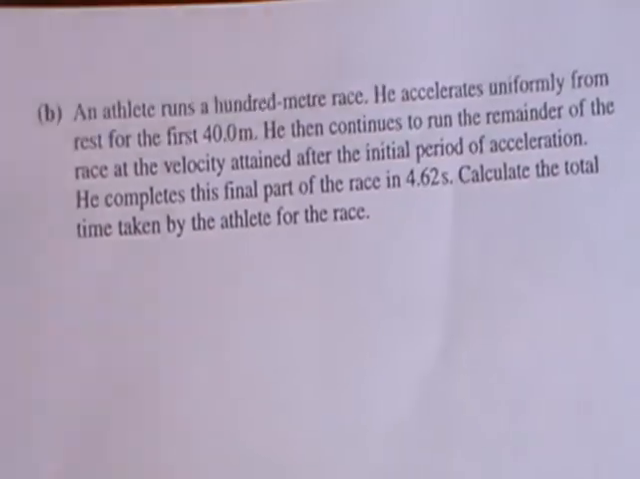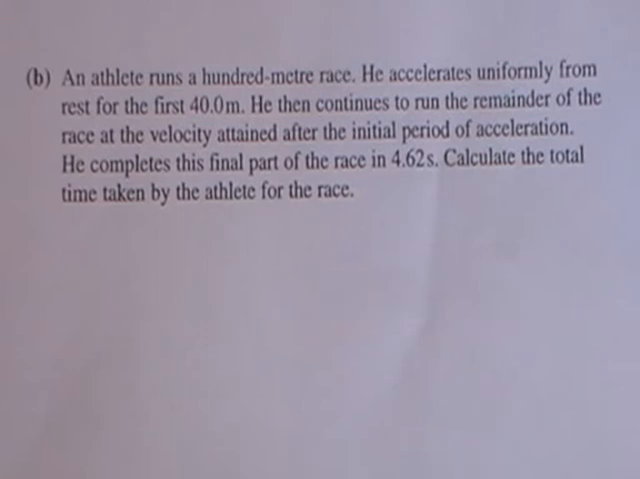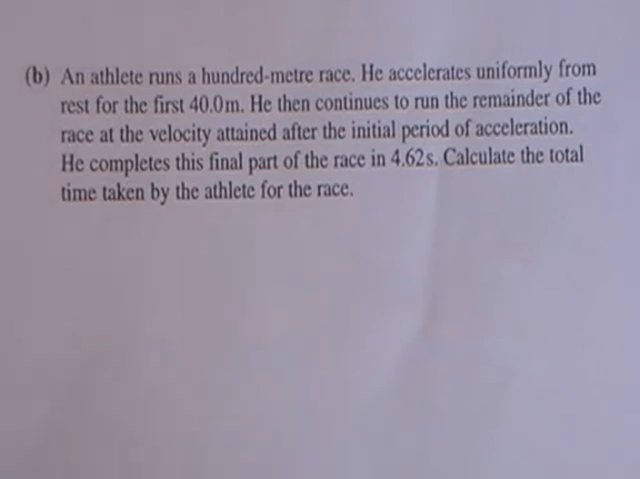So part B then is going to ask you to use equations of motion. An athlete runs a 100-metre race. He accelerates uniformly from rest for the first 40 metres. He then continues to run the remainder of the race at the velocity attained after the initial period of acceleration. He completes this final part of the race in 4.62 seconds. Calculate the total time taken by the athlete for the race.